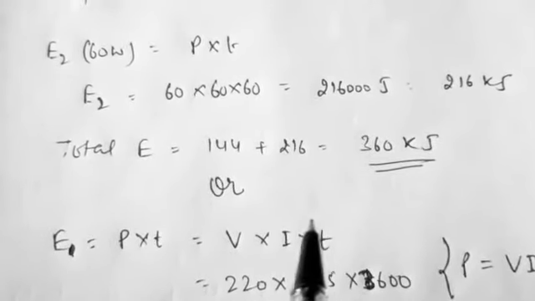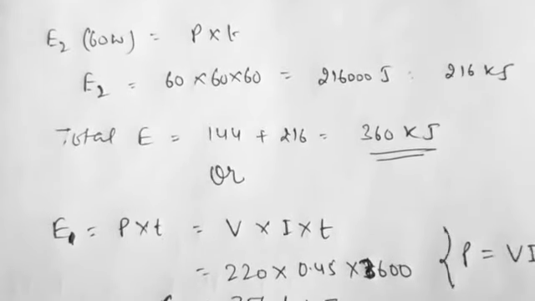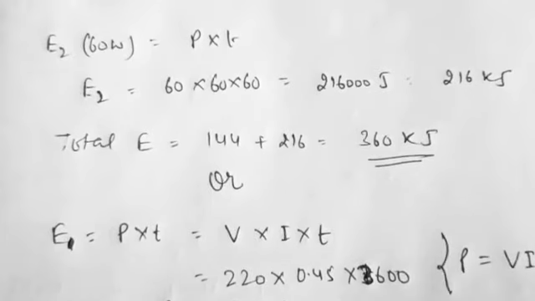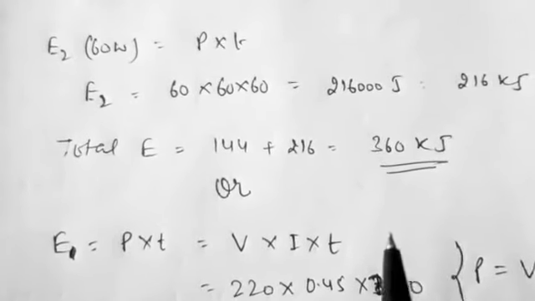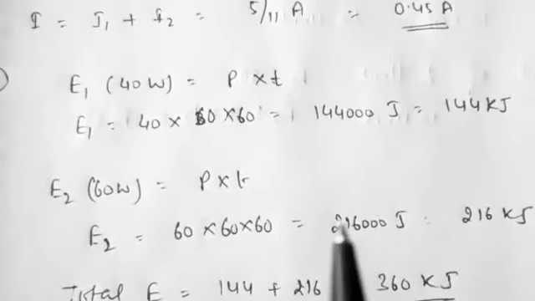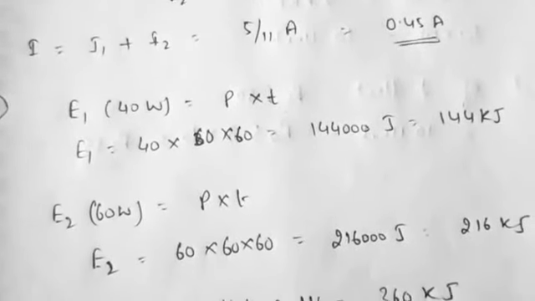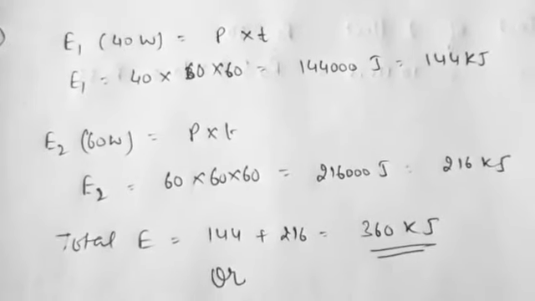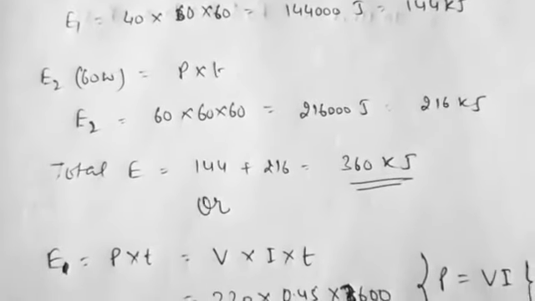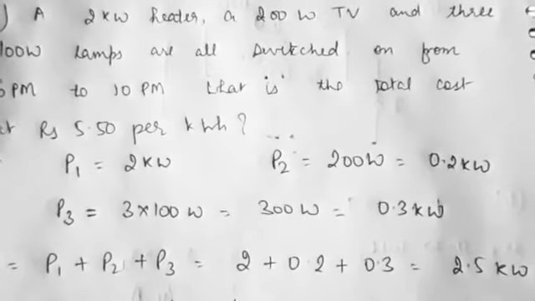we'll get 3,56,400 joule, and if we change that, we'll get 356.4 kilojoule. So you can see this is quite near to that 360 kilojoule. And why is there a difference? Because we have seen here that the current is 5 by 11 ampere, so this 0.45 is not the actual value. So there is some variation, but if you round up the value 356.4 kilojoule, you'll get 360 kilojoule.